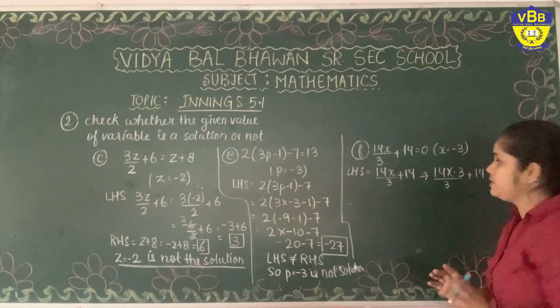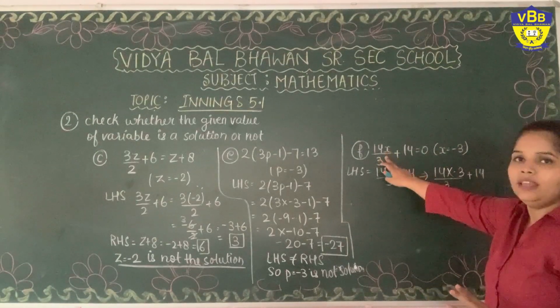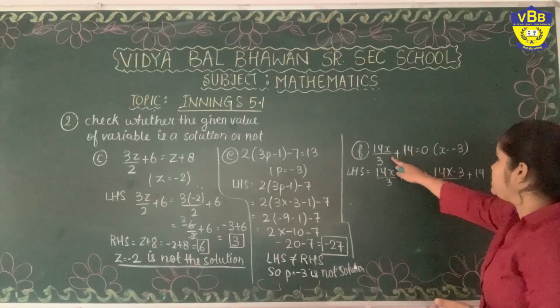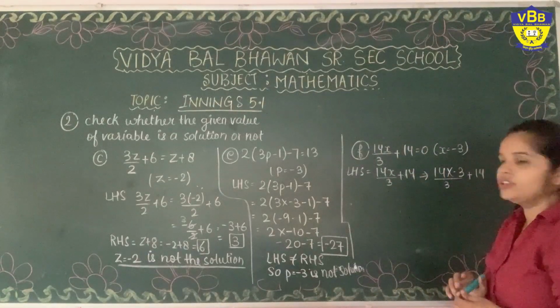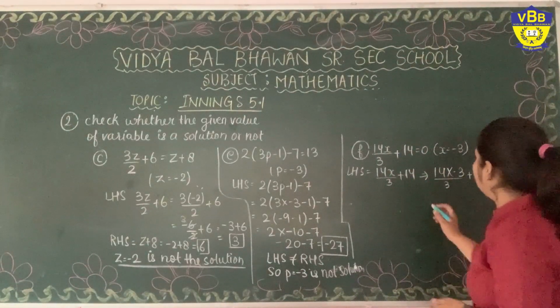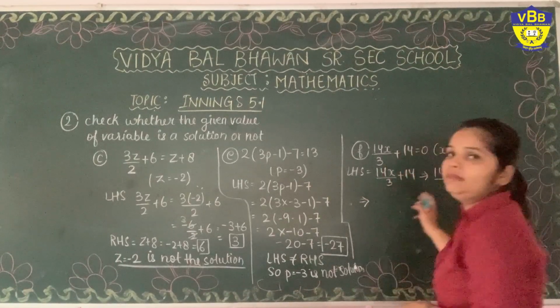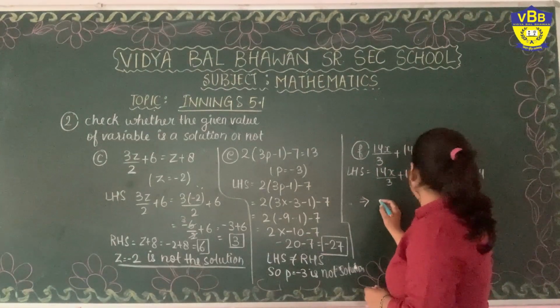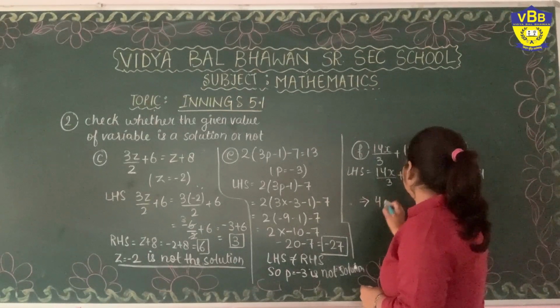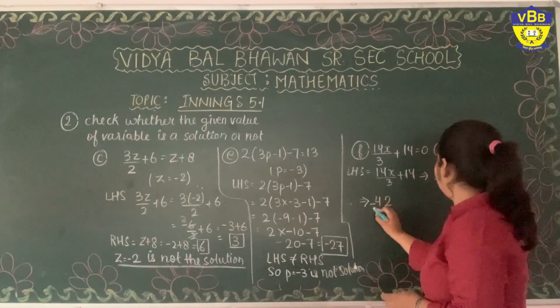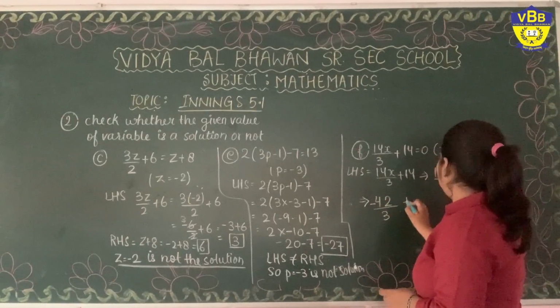We have placed the value of x in the equation on what side? On the left hand side. So now what? Multiply it. It is 14 multiplied by 3. That means 42. It is with a negative sign, so minus 42 upon 3 plus 14.